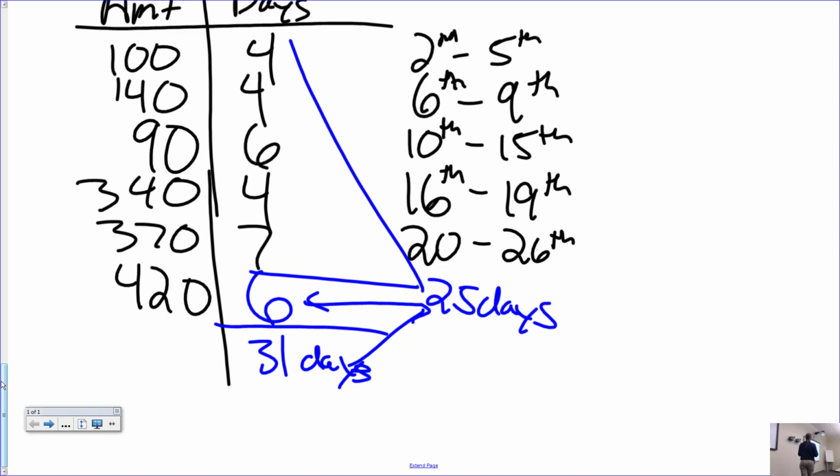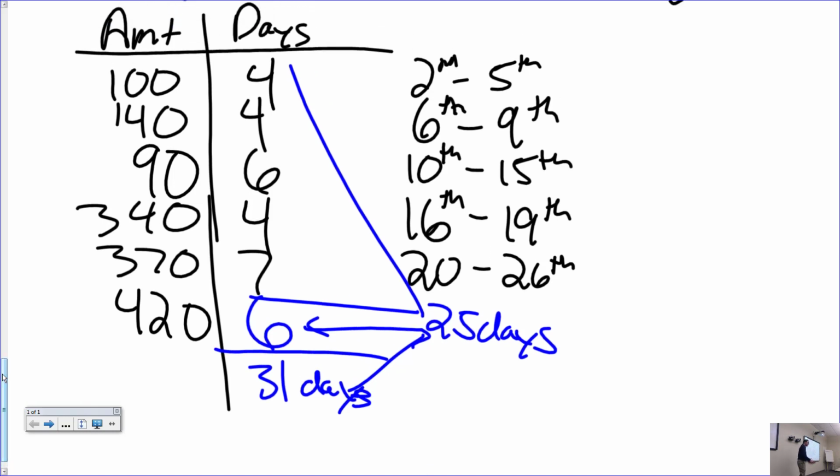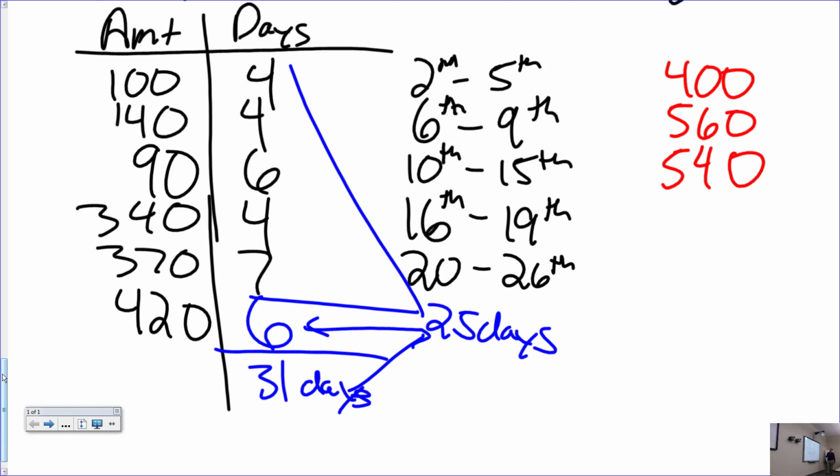Alright, so again, here's your table that represents your numbers. How are you going to calculate your average from that? Multiply across, that gives you your sums. Divide by your total, that gives you your average. 400, 560, 540, 1360, 2590, and 2520.